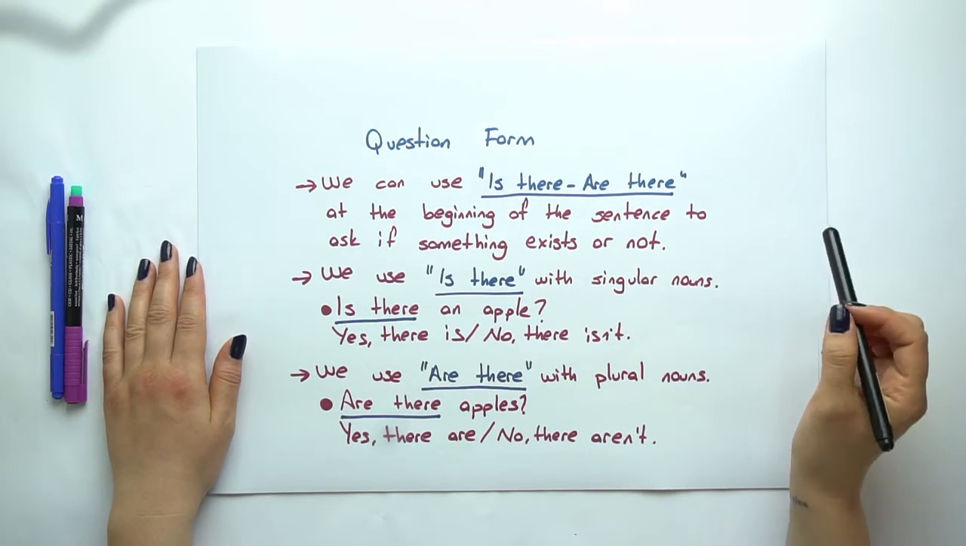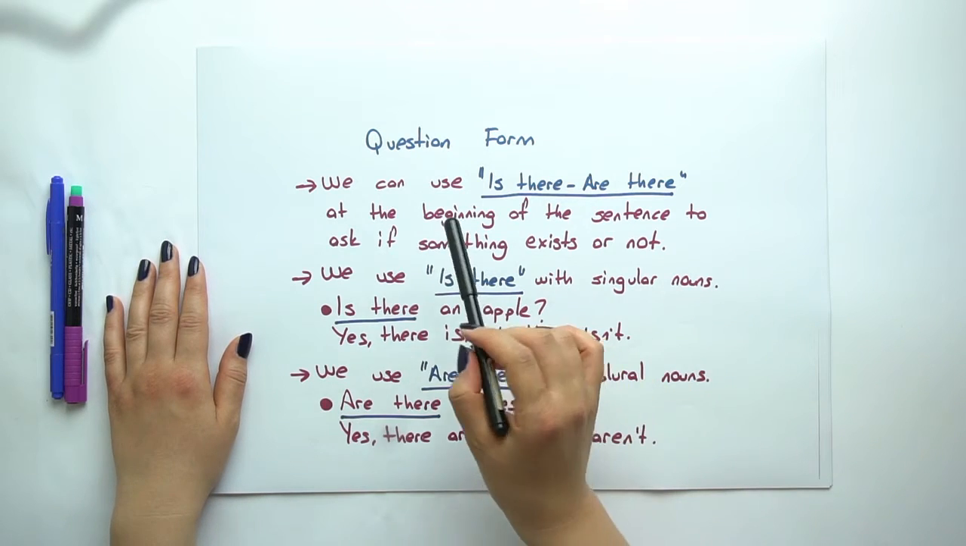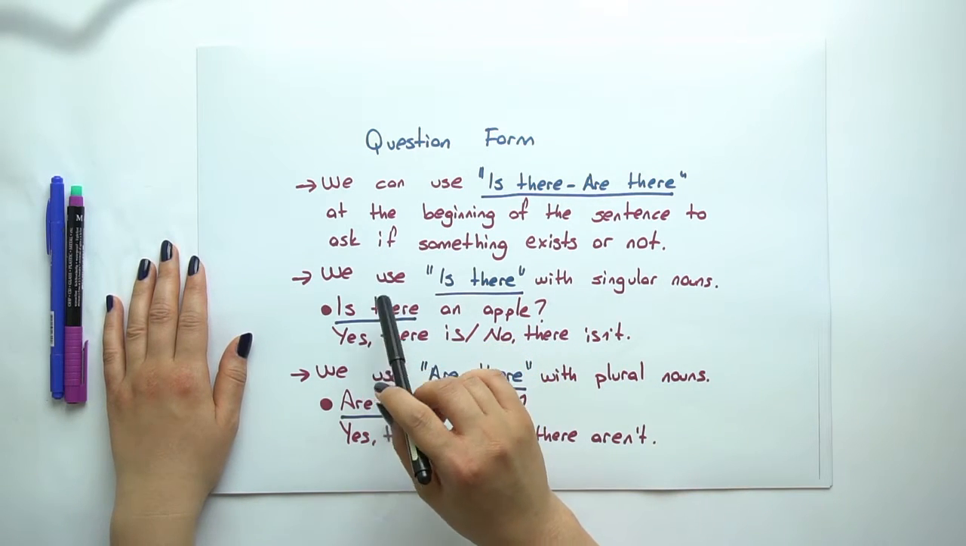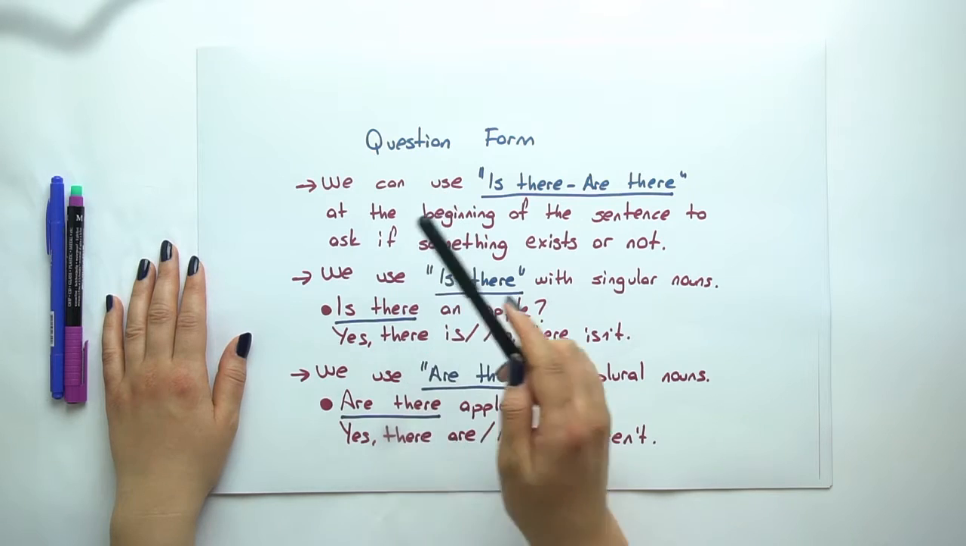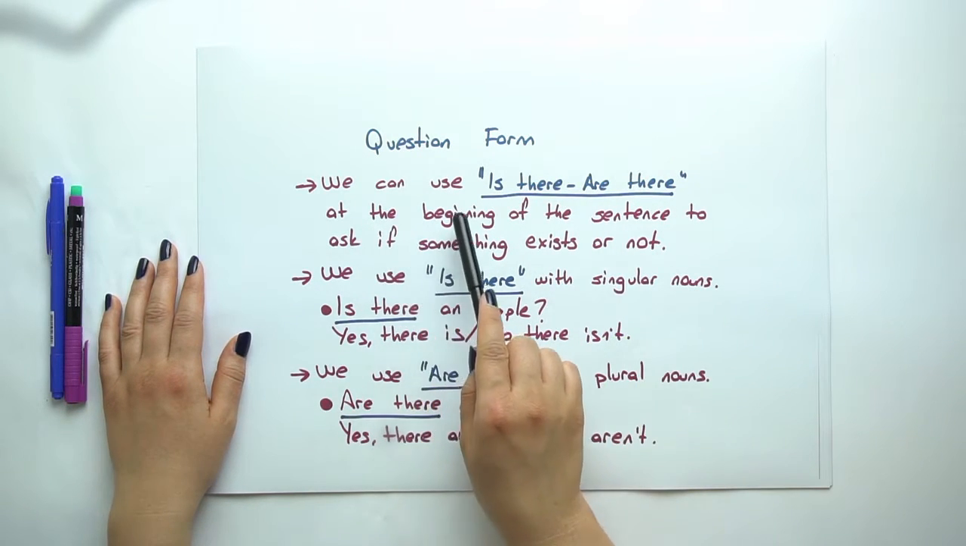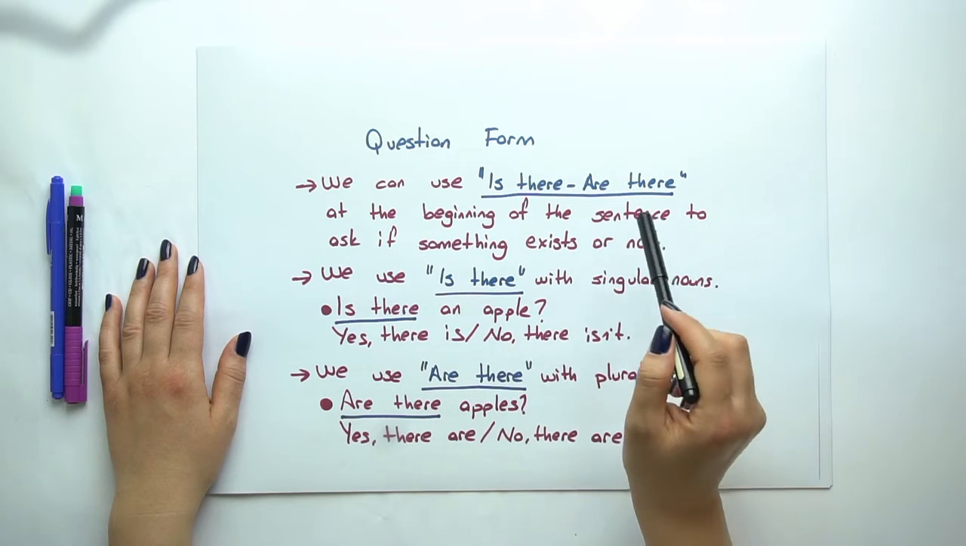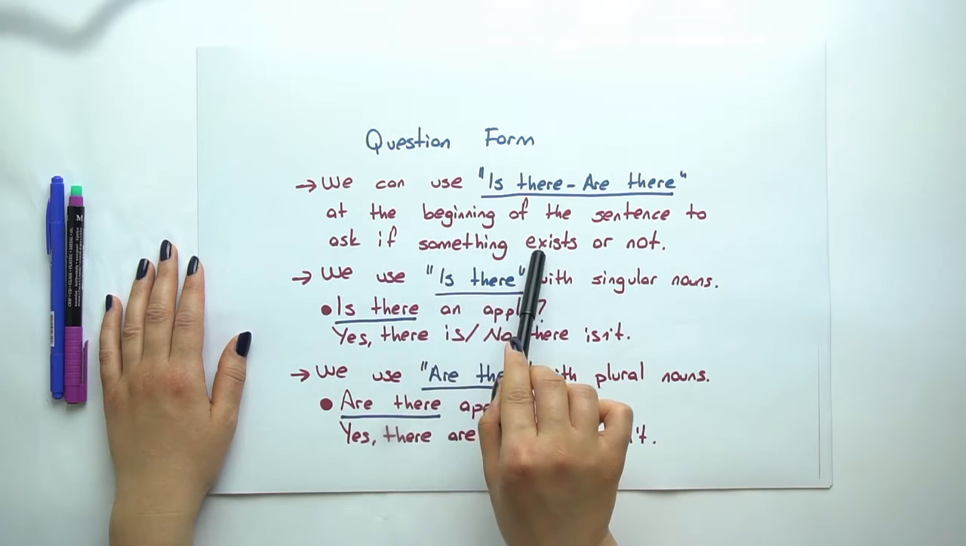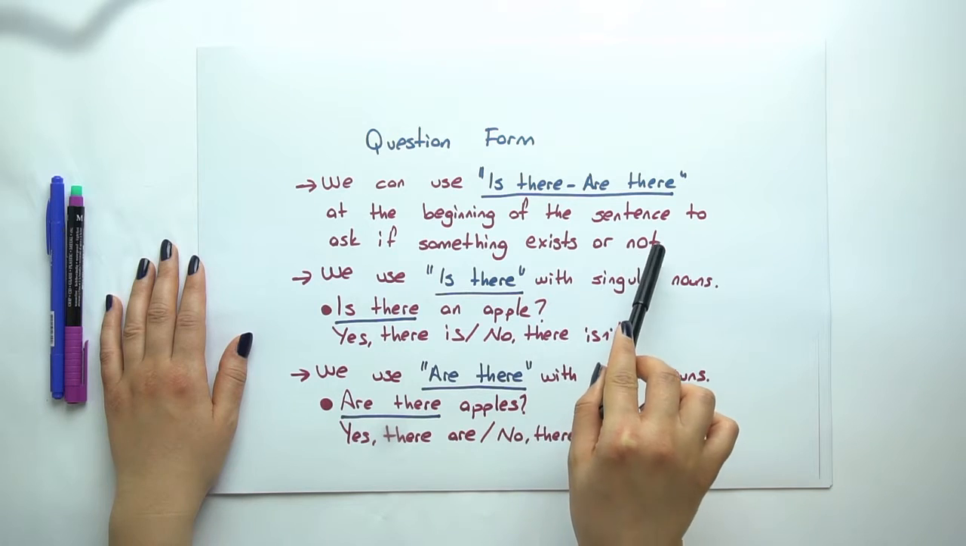But what about the question form? Okay, now we will talk about them. We can use is there and are there at the beginning of the sentence to ask if something exists or not.